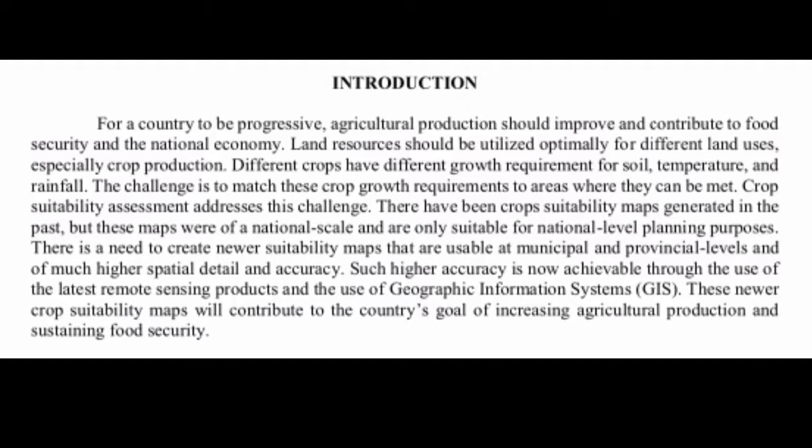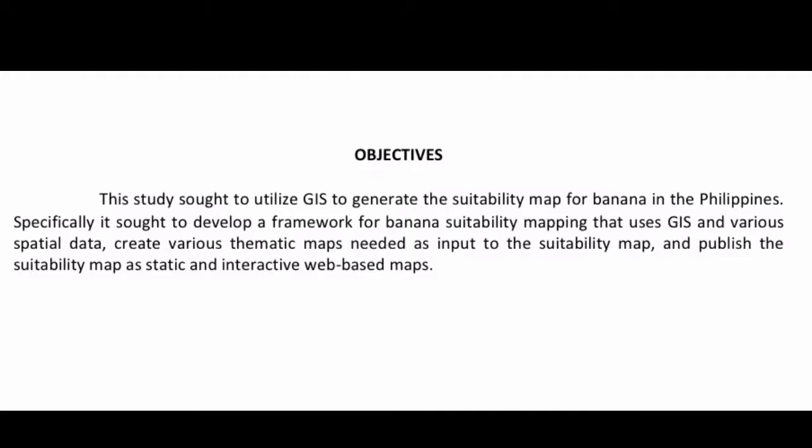Higher accuracy is now achievable through the use of the latest remote sensing products and the use of Geographic Information System, or GIS. These new crop suitability maps will contribute to the country's goal of increasing agricultural production and sustaining food security. This study sought to utilize GIS to generate a suitability map for banana in the Philippines.